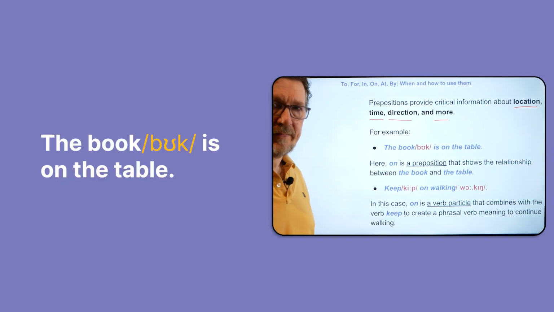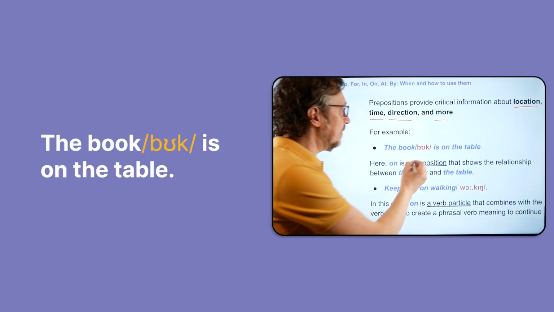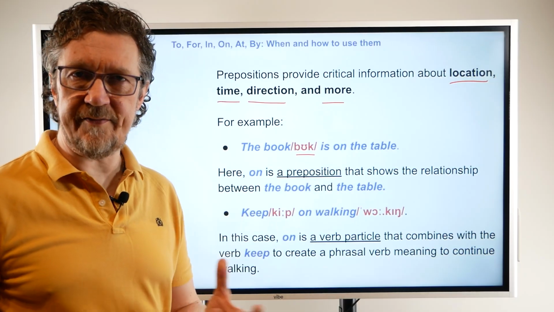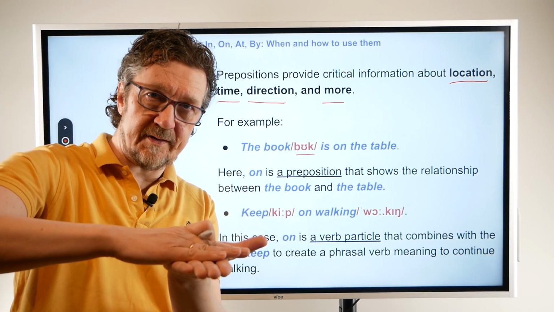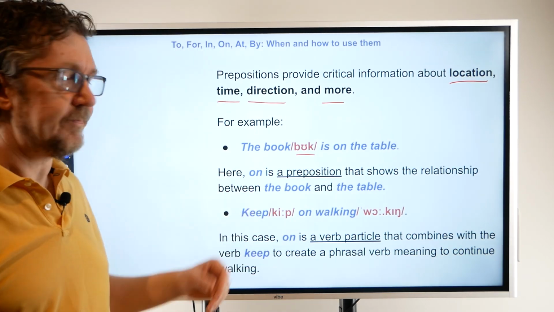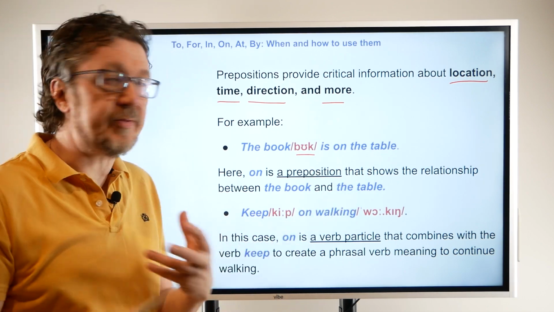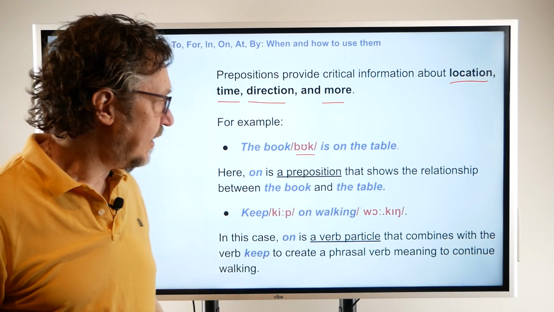So for example, the book is on the table. The table, the book. The book is on the table, all right? Now, this preposition shows the relationship between the book and the table, as I showed you.